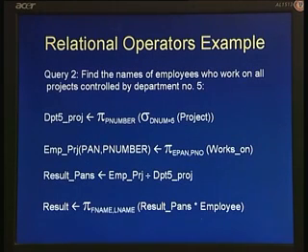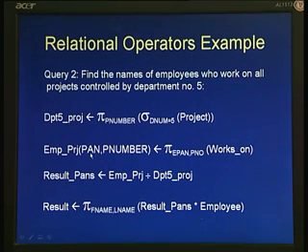Query 2, find the names of all employees who work on all projects controlled by department number 5. Okay. So have a look at this query again. We want the names of employees who work on all projects that are handled by this department. Okay. So how do we go about answering this? First of all, let us find out what are all the projects that are being handled by department number 5. Okay. So department 5 project is the name of the relation, which says select from project where department number equal to 5, and project only the project number.